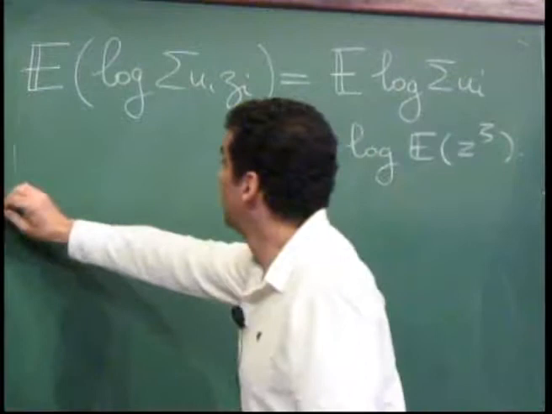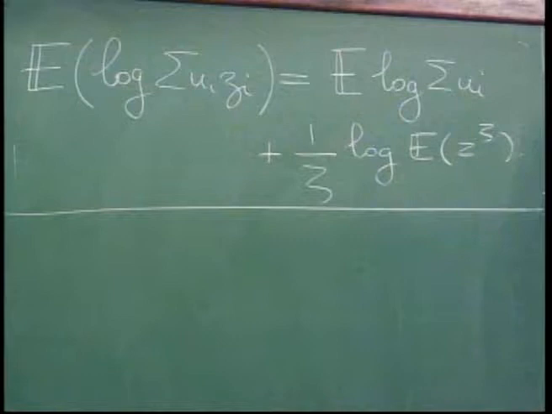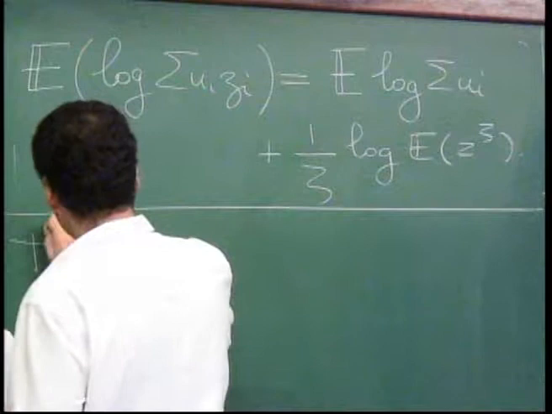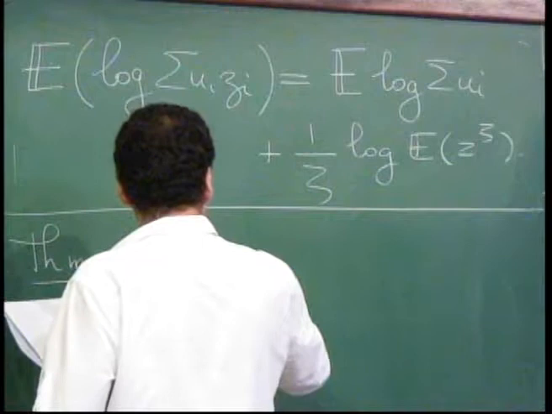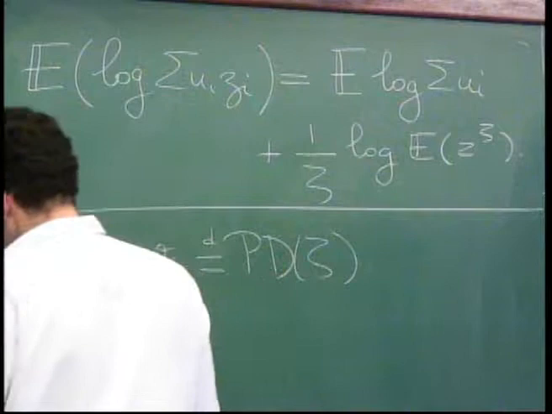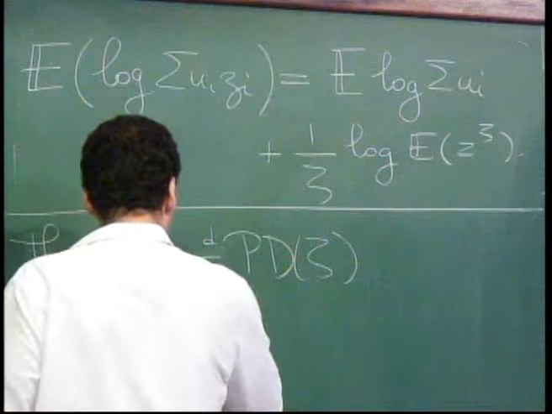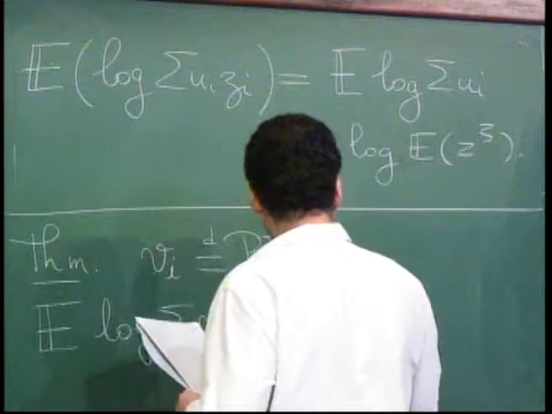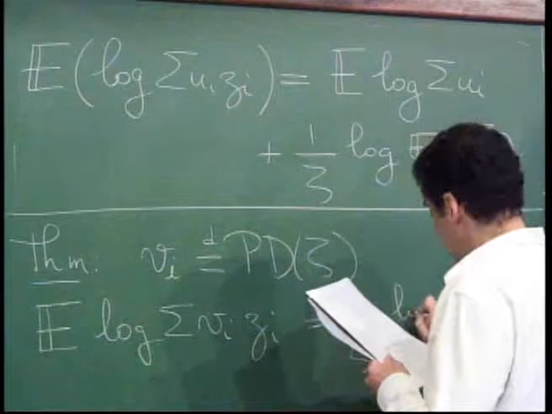All right, so this looks like not much, but it's very interesting. So in particular, from this I get the following theorem. If I have my vi which are a Poisson-Dirichlet process of parameter zeta, when I look at the expectation of the log of the sum of vi zi, then this is 1 over zeta log of the expectation of z to the zeta.